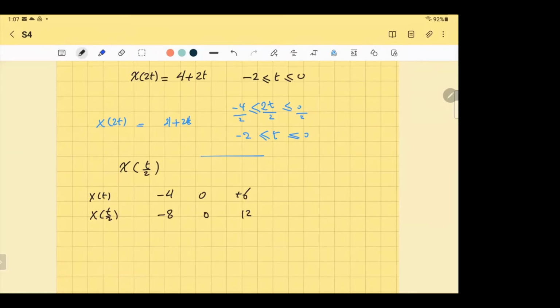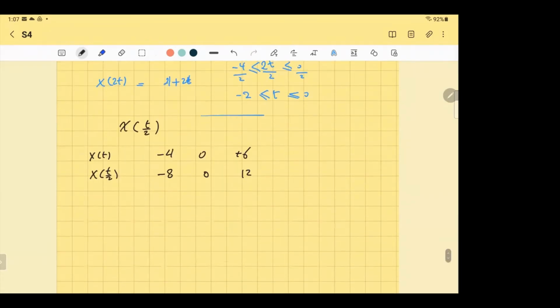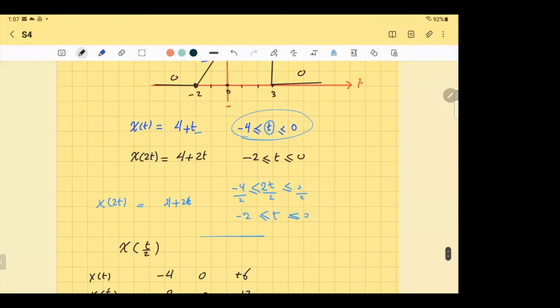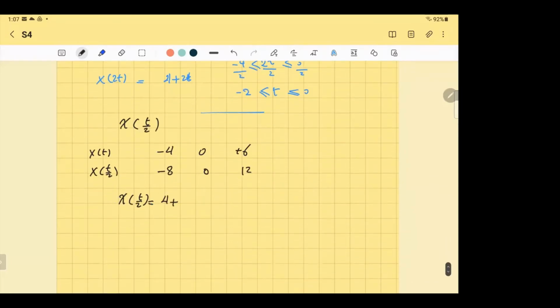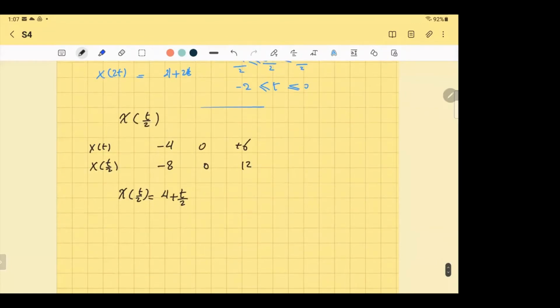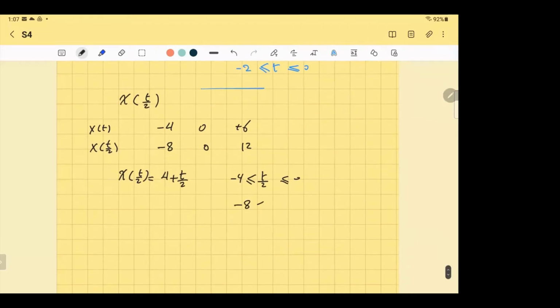And you can also do the mathematical expression the same way. You replace every t by t over 2. So for example, if I want to do this straight line, I would say x of t over 2 is equal to, looking at the main equation, 4 plus t, that will be 4 plus t over 2. And the time t was from -4 to 0, so I say t over 2 greater than -4 and less than 0. You multiply by 2, you find -8, and that's what I expect. You find it's just expanded, stretched.